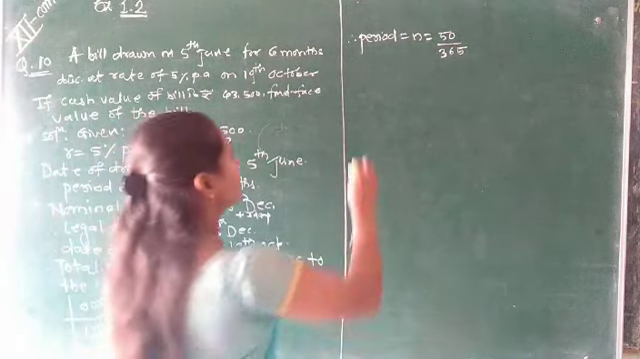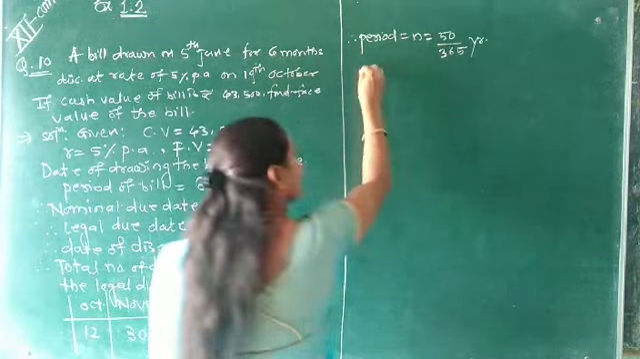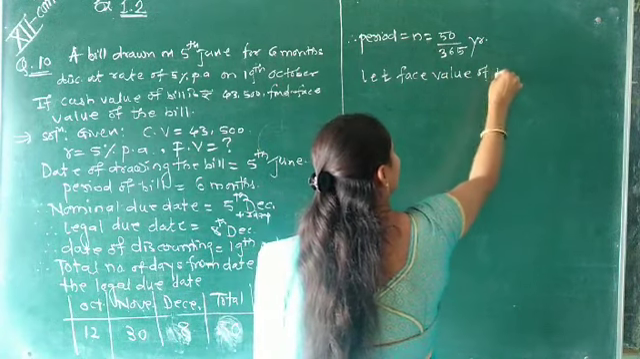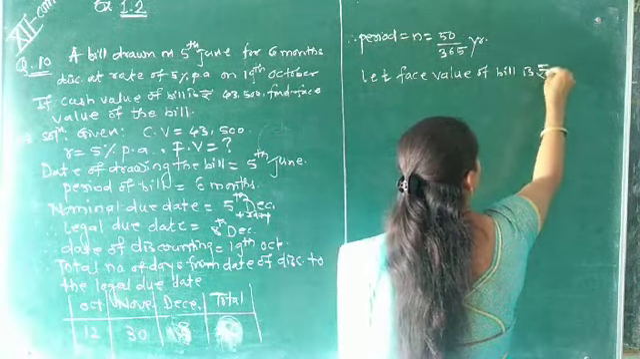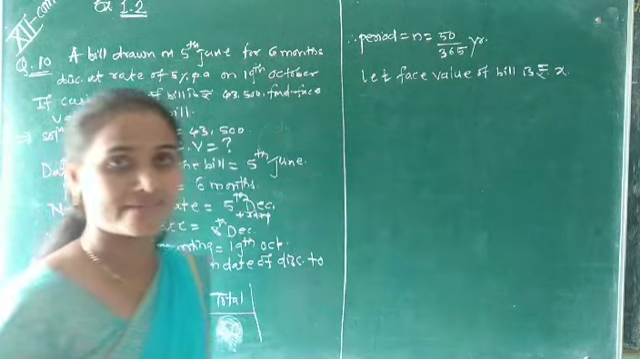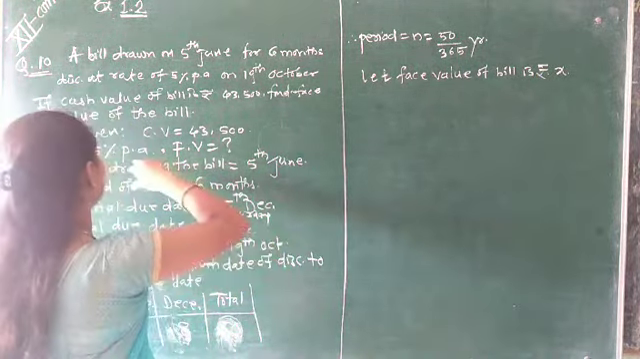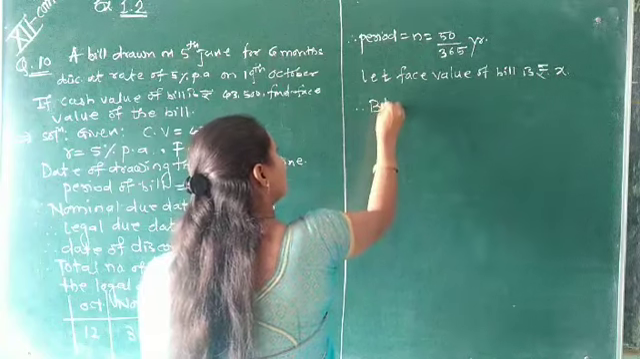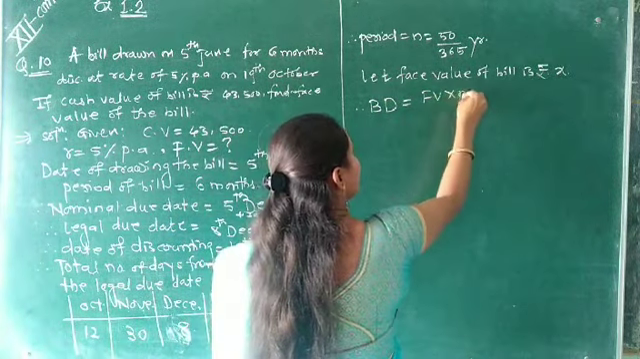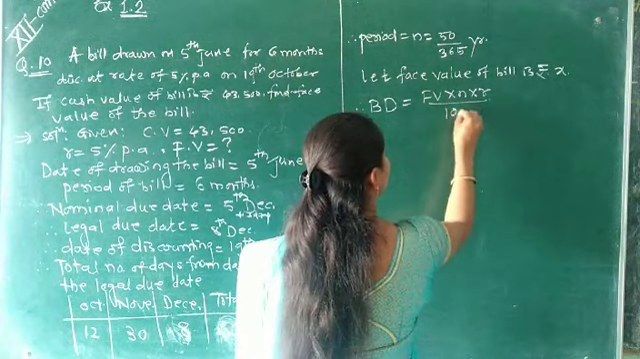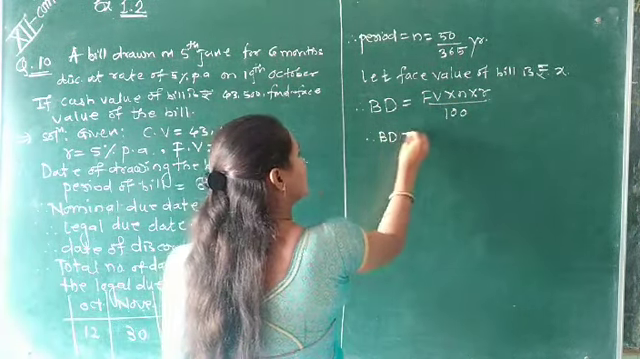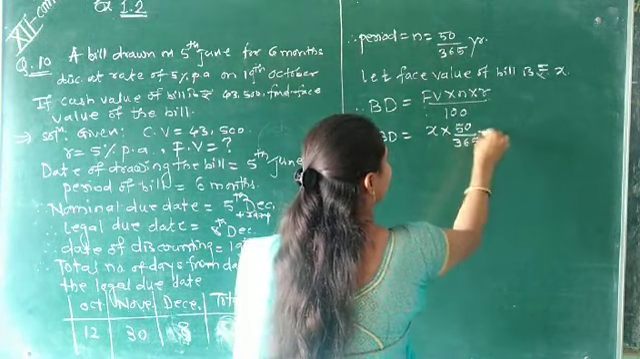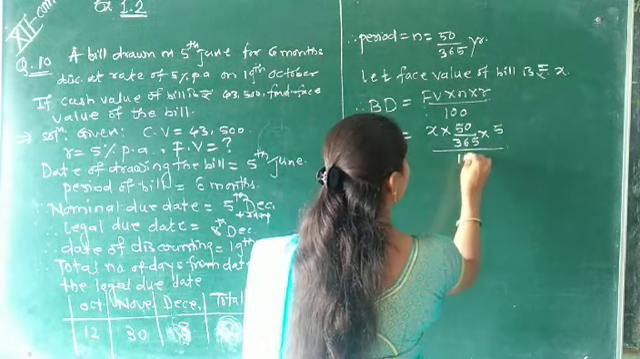So first consider the face value of the bill is rupees X. Now we know the face value, that is X. We know n and we are given the value of R. So using banker's discount, we first find BD. BD is equal to FV into n into R divided by 100. Therefore, BD is equal to X, period is 50 divided by 365, into rate of interest 5 divided by 100.